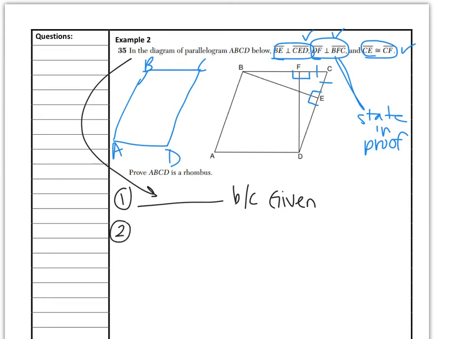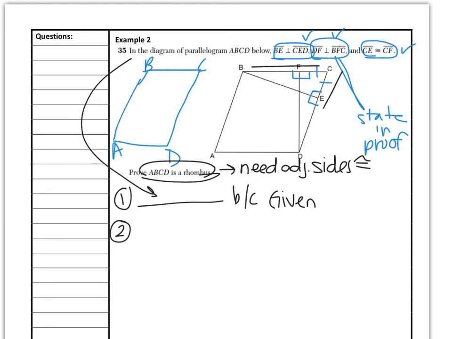So if we want to prove overall that ABCD is a rhombus, that means that we want to get adjacent sides congruent. Need adjacent sides congruent. And I think the easiest way to do this is to deal with the sides that are adjacent within those triangles that you see that are formed here. So we're going to deal with the right angles that are within the actual triangles. So let me get rid of our parallelogram picture so we can actually redraw the triangles.